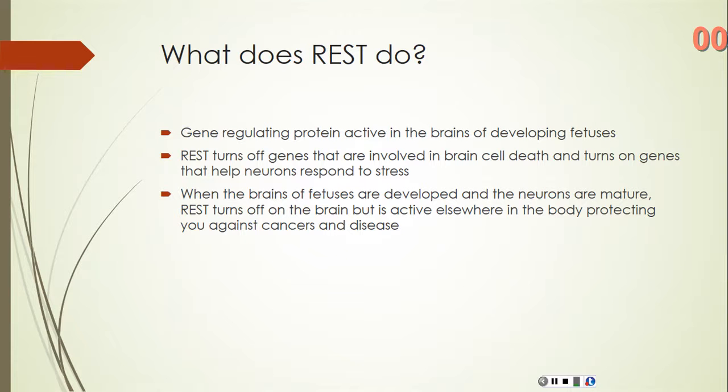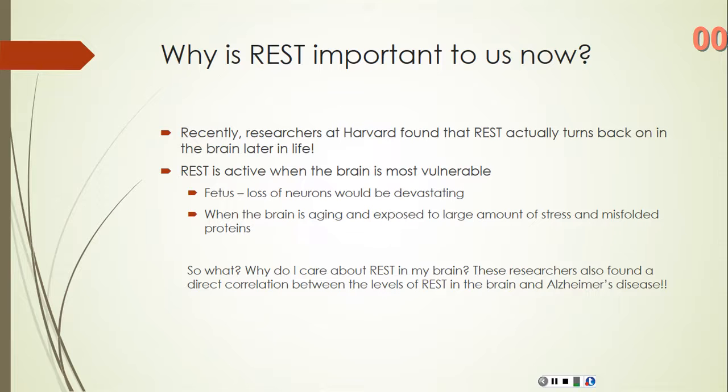So REST is a gene-regulating protein that is active in the brains of developing fetuses and is responsible for turning off genes that are involved in brain cell death and turning on genes that help neurons respond to stress. REST stays active in fetuses' brains until progenitor cells are ready to differentiate into functional mature neurons, so when the baby's brain is developed, then REST turns off in the brain but stays active elsewhere in the body.